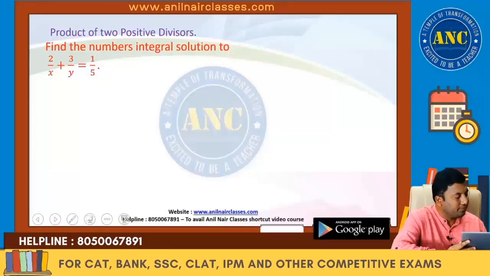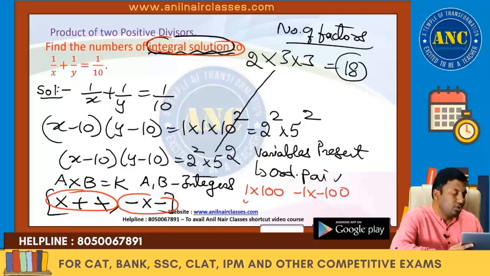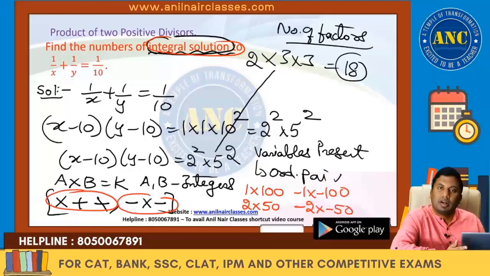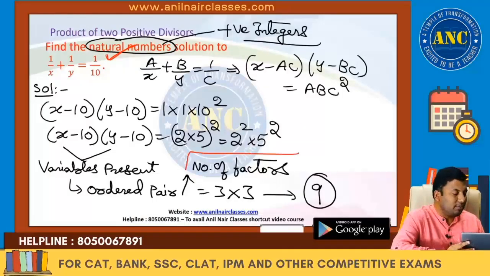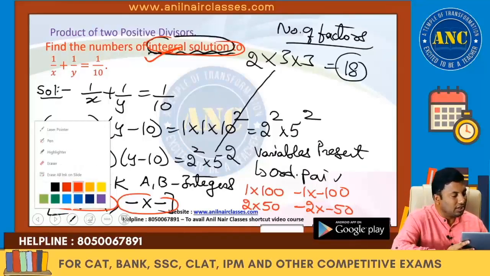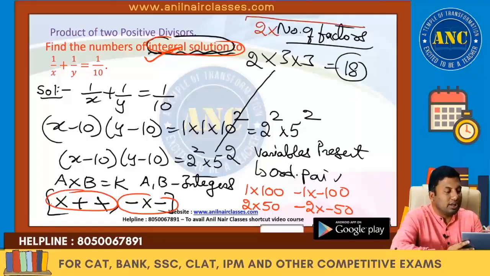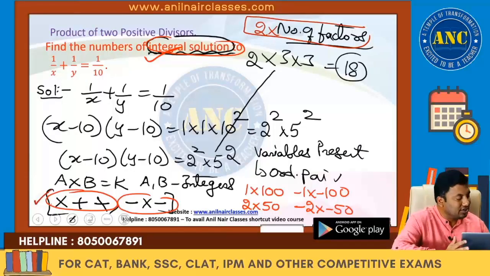Integral solution means positive into positive will come, negative into negative will come. That means 1 into 100 will come, minus 1 into minus 100 will come. 2 into 50 will come, minus 2 into minus 50 also will come. Positive into positive, negative into negative. I hope it is clear. This is an integral solution problem. Previous question is a natural number solution problem. Natural number solution, it is the number of factors. But integral solution, it is 2 times the number of factors. Why? Because positive into positive and negative into negative. Idea clear, right? Next one.